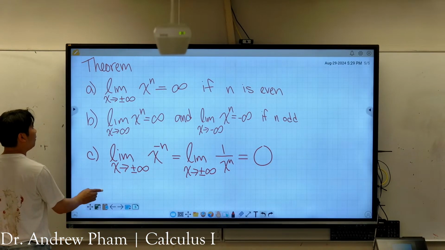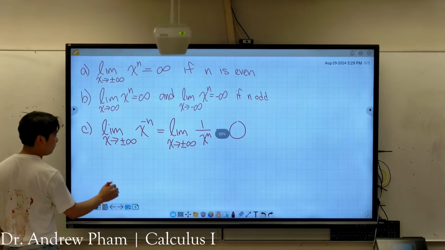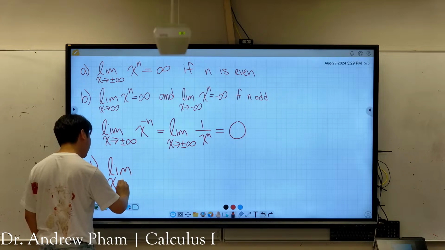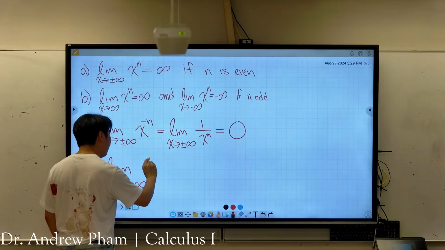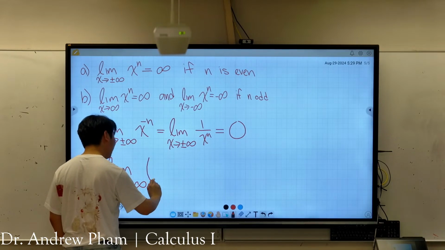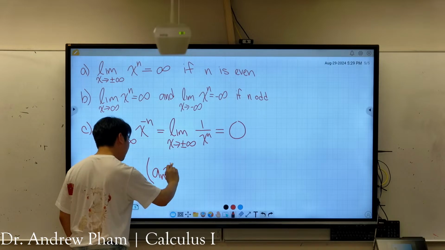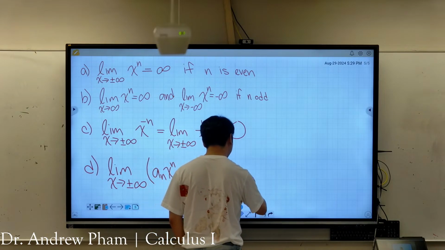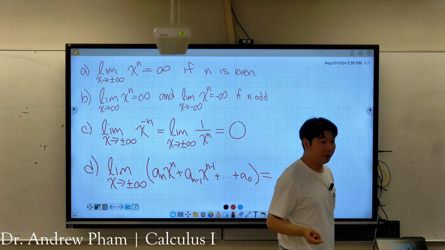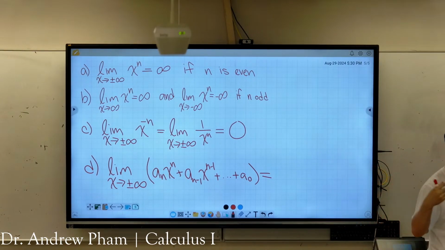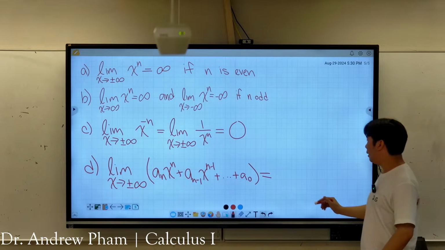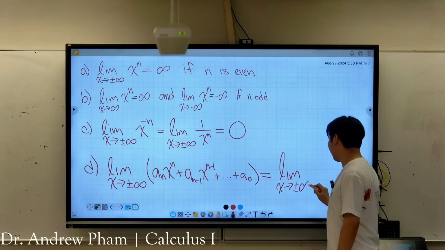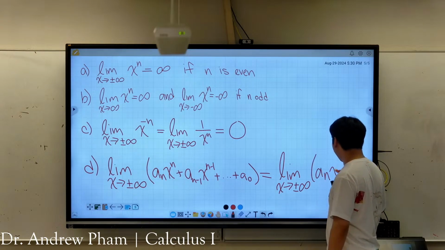And the last one, probably the one that I want to talk about in particular, part D, is if I take the limit as x approaches plus or minus infinity of a polynomial. Let me write it like this: a_n x to the n plus a_(n-1) x to the n minus 1 plus dot dot dot a_0. So a polynomial like x cubed plus x squared. Actually, it will turn out that we only care about the limit of the largest power.